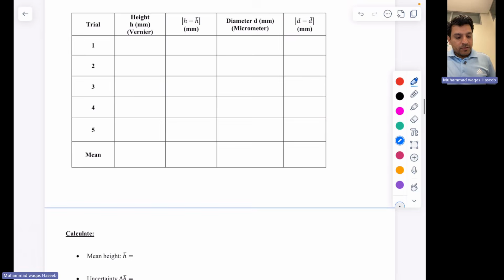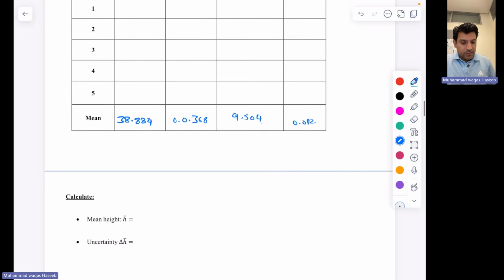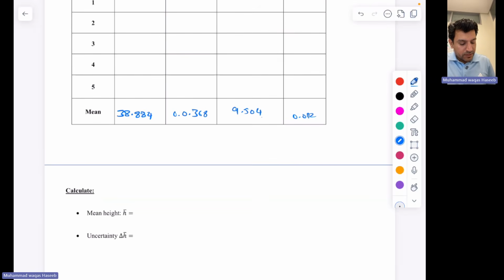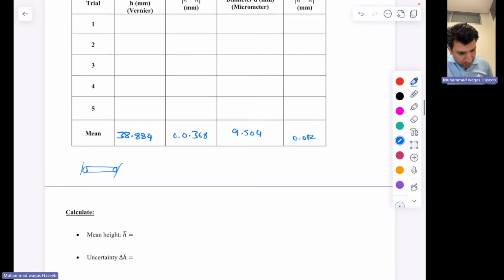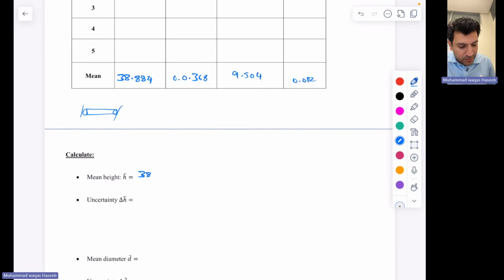For example, we have a value from the vernier caliper of 4, with an average difference of 368. And from the micrometer, you read 4, and it's 0.12, 112. So what is the mean height of the cylinder? When you measure with the vernier caliper, the height will give you like 38.9. We can write that in millimeters.